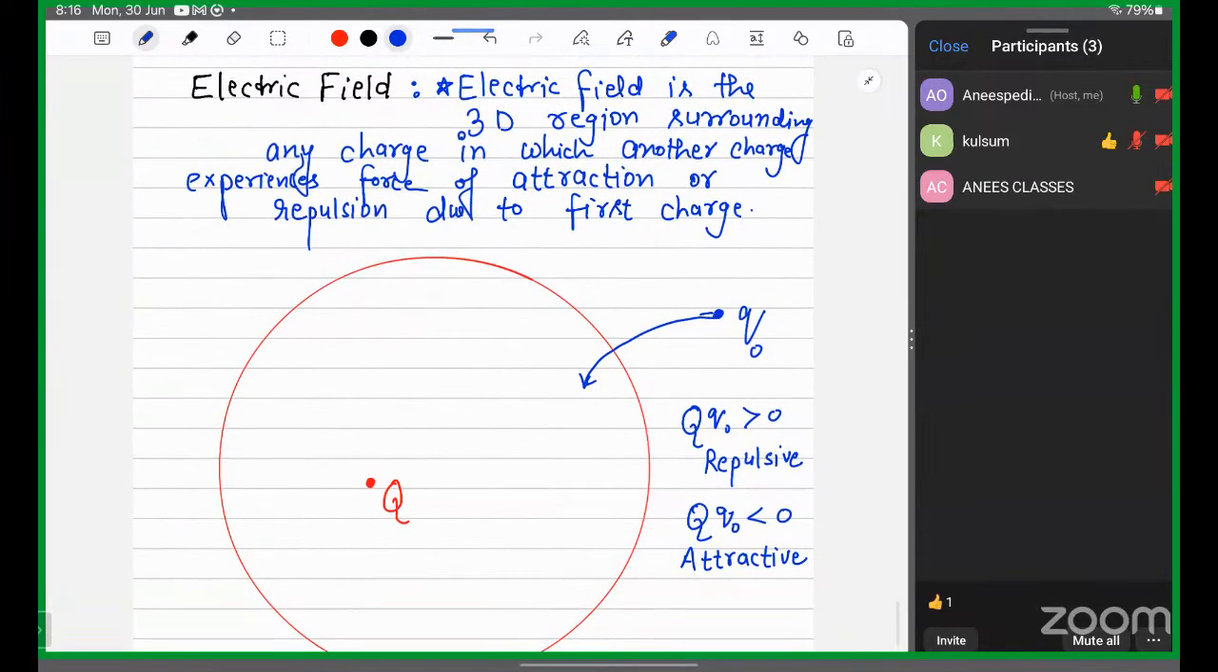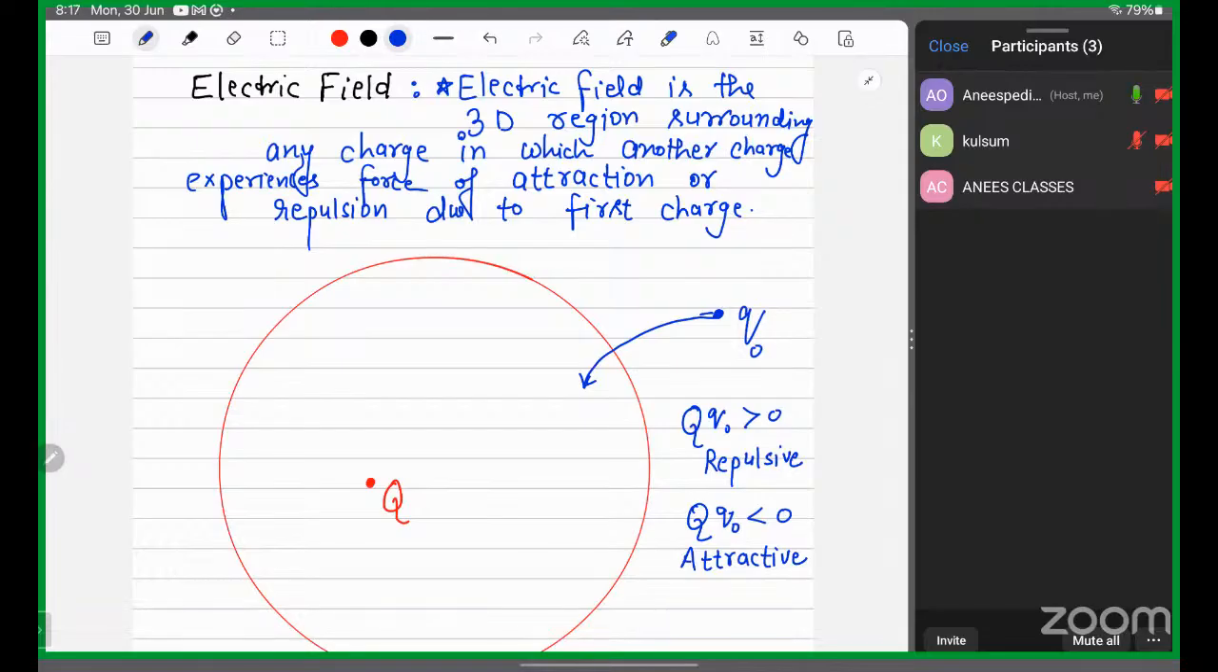field is the 3D region surrounding any charge in which another charge will experience force of attraction or repulsion. And the condition is if q into q naught is greater than 0, force will be of repulsive nature. And if q into q naught is less than 0, the force will be of attractive nature. Repulsive nature means the charges are of same polarity, either positive positive or negative negative.